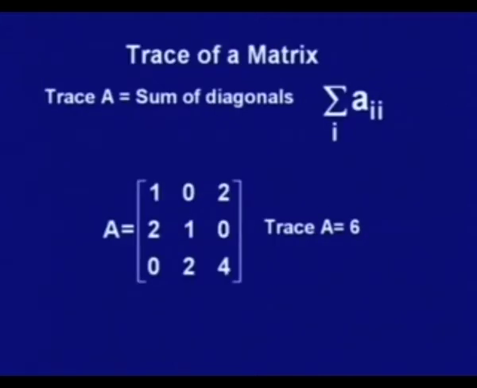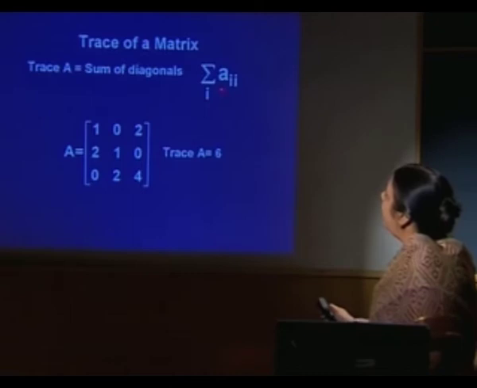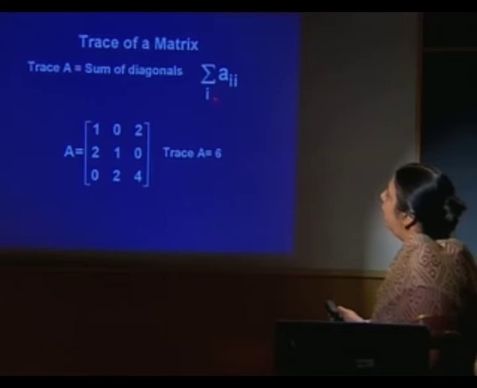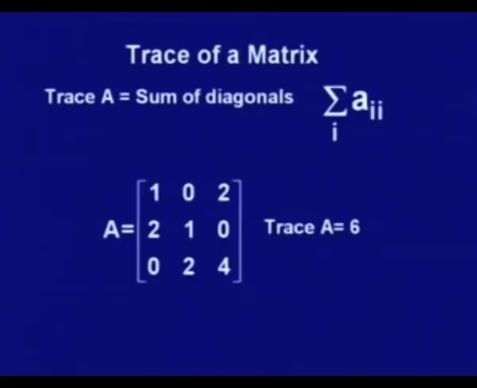Now, the next concept is the trace of a matrix. The trace of a given matrix A is defined as the sum of its diagonal elements. Diagonal elements are identified by equal indices. So, the sum of diagonal elements is nothing but A_ii summed over the index i. That means, if the matrix A is given as this 3 by 3 matrix, then the trace of A will be the sum of the diagonal elements, this, this and this. That means, the trace of A is 6.